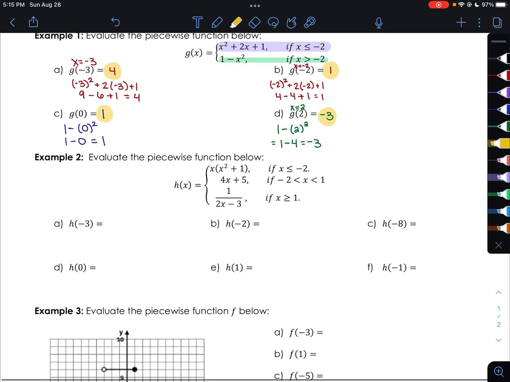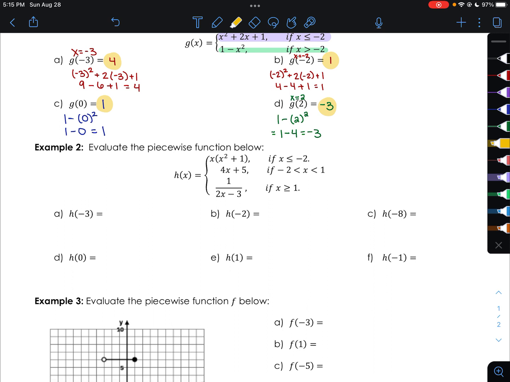Moving on to example number 2, evaluate the piecewise function. So we have a new piecewise function with some problems. So go ahead and pause the video and try them out and then check your answers.